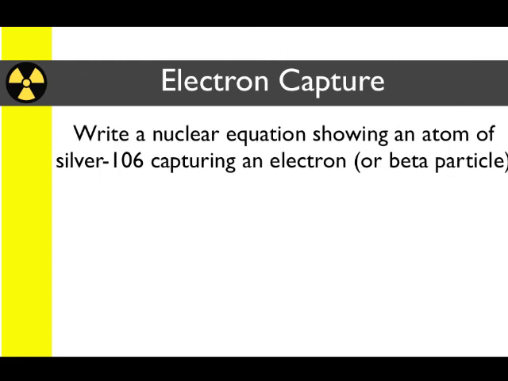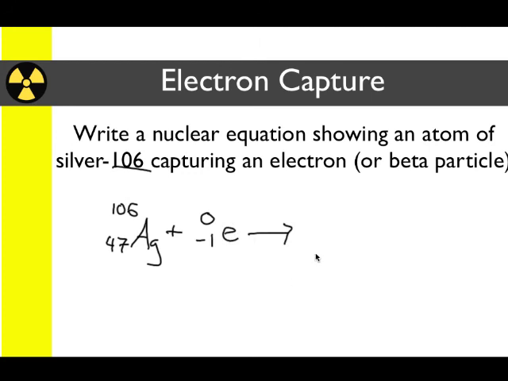Okay, so we're actually going to take a look at the electron capture and how it is in an equation. So we're going to write a nuclear equation showing an atom of silver-106. So the mass is 106, which we gave you. That goes up top. Silver's atomic number, you have to look up on the periodic table, is 47. So it's capturing an electron here, so we're going to add an electron. Electron is 0, -1, or a beta particle, and it's adding it so it's on the left side. It is a reactant now.